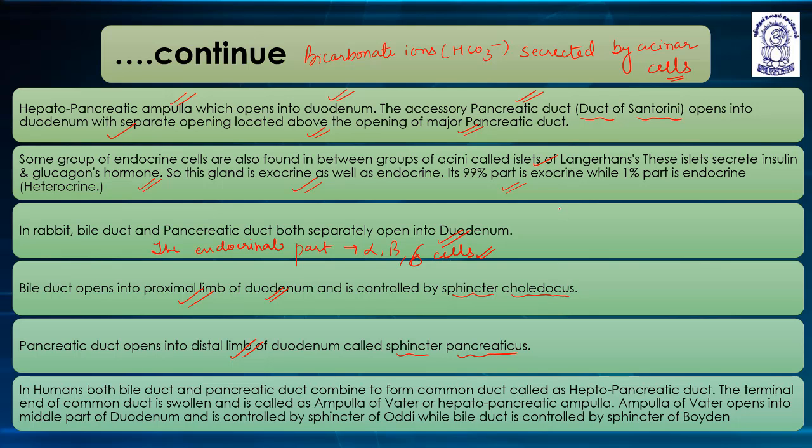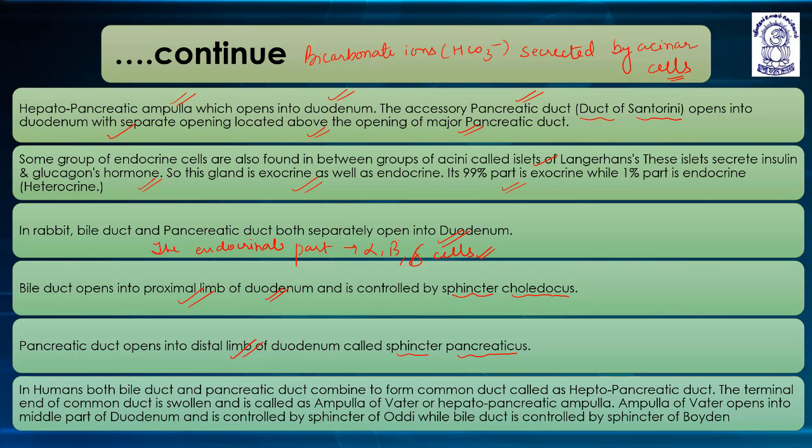Alpha cells have the function of secreting glucagon. Beta cells secrete insulin, and delta cells secrete somatostatin, which inhibits insulin and glucagon secretion. So alpha cells, beta cells, and delta cells. I will consider their functions later in a coming video.